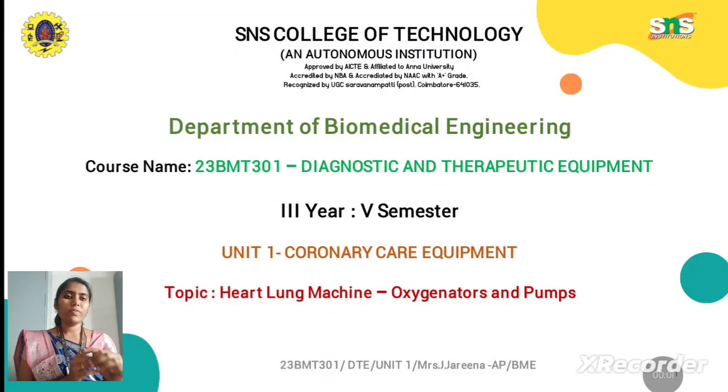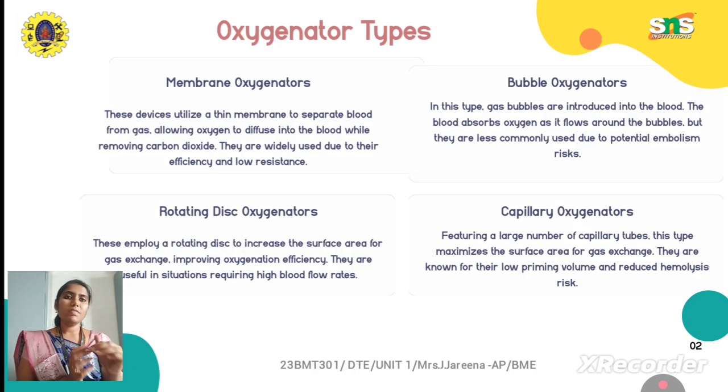In this class, we are going to discuss the different types of oxygenators and different types of pumps being used in the heart-lung machine. First, we will see the different types of oxygenators in the heart-lung machine. The first one is membrane oxygenators, then rotating disc oxygenators, bubble oxygenators, and capillary oxygenators.